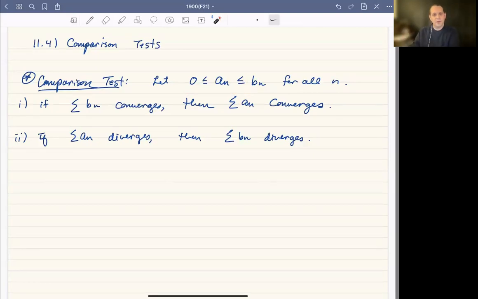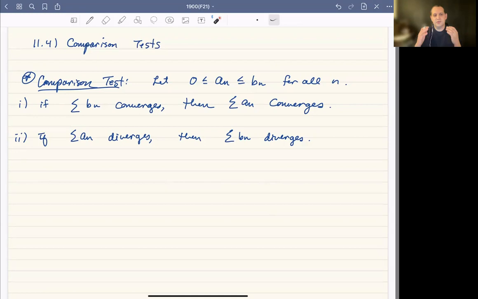So if the sum of the bigger terms converges, then the sum of the smaller terms converges. That's the first part. The second part of the comparison test is that if the sum of the smaller terms diverges, and remember that we're only talking about diverges to infinity here, then the sum of the larger terms has to diverge as well. Okay, and so that's the comparison test in a nutshell.